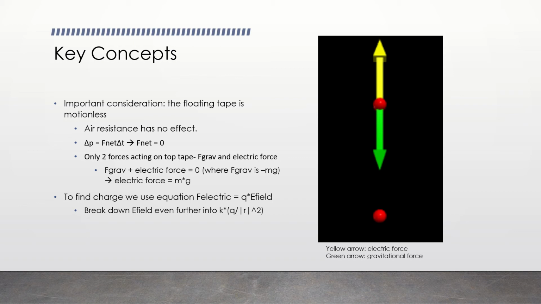Since we don't know that, we have to break it further down into its components, which gives us K times Q divided by magnitude of R squared. Then, since we have Q in this equation, we can do some algebra to solve for Q.